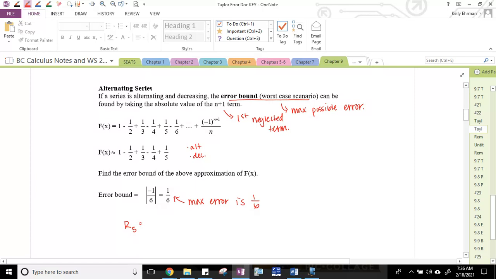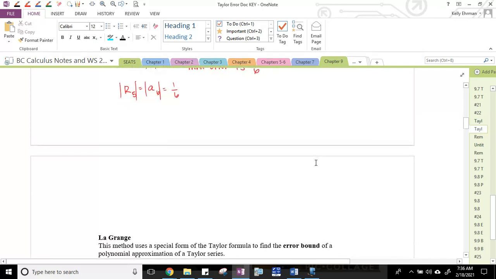Another way we write that is the remainder of, let's see, this was n equals 5, is equal to, I was trying to look at what our function would be. I'm not going to write an approximation value because I'm not quite sure what we're plugging in. But anyway, the remainder of the fifth value is equal to the sixth term, is what we're saying. And that's equal to absolute value of all that. That's equal to 1/6. So it's not saying the actual error is 1/6. It's just saying it's at most 1/6.